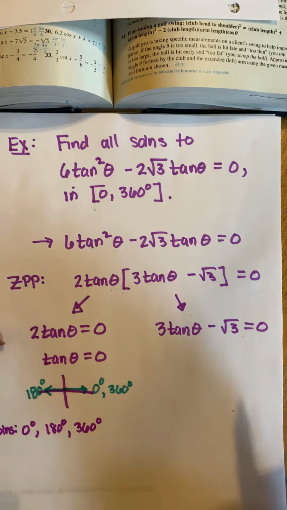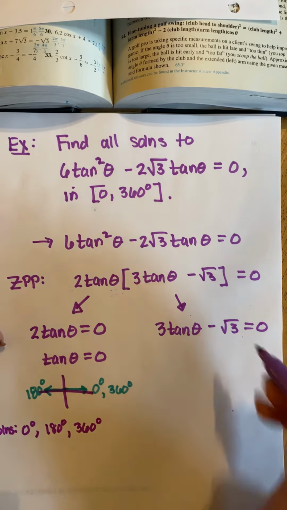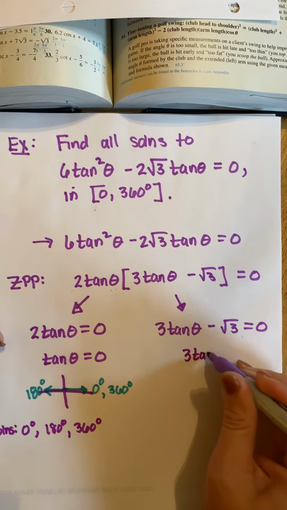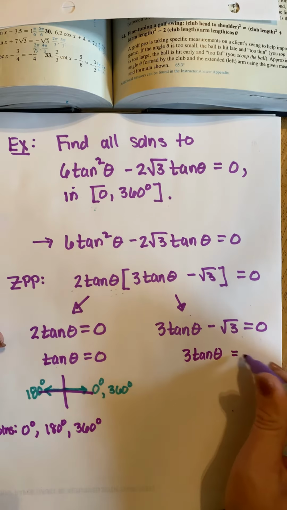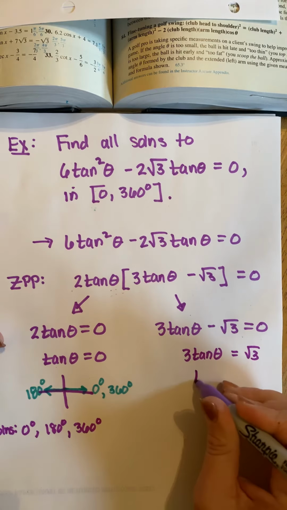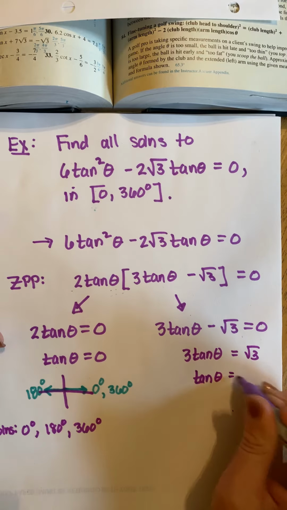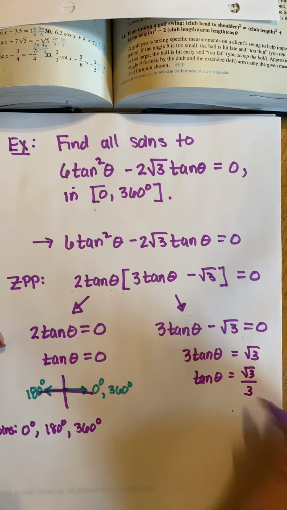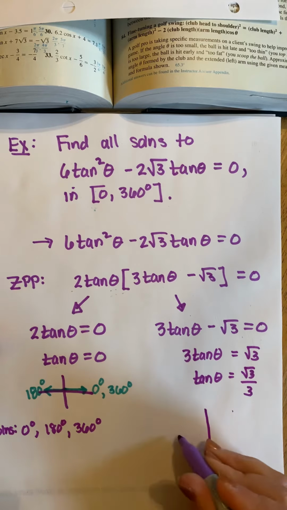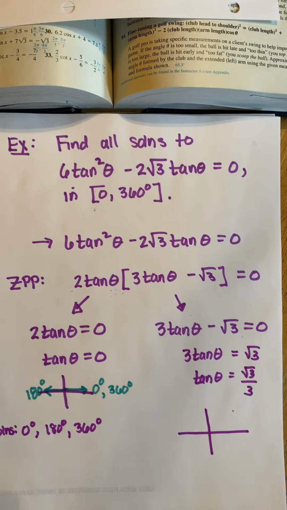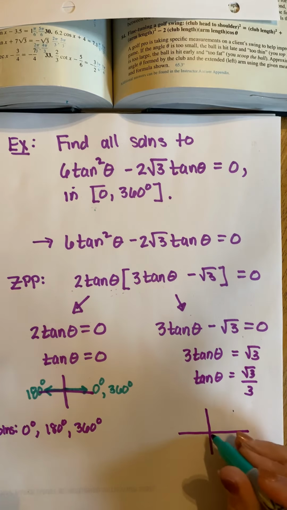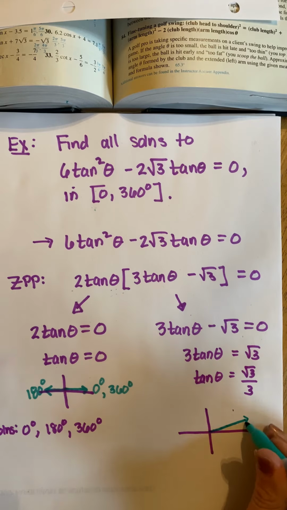All right, over here we have to do a little bit more work. We have to isolate the tangent. So this is equivalent to 3 tangent of theta equals the square root of 3. Tangent of theta equals the square root of 3 over 3. So now we have to be comfortable with our tangent function. Where does the tangent equal square root of 3 over 3? Well, I'm good with my unit circle, so I know it's going to be at 30 degrees.